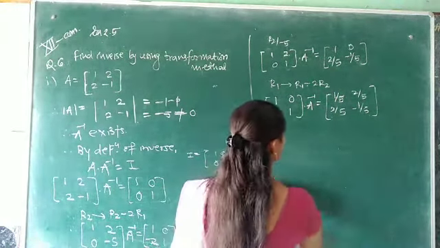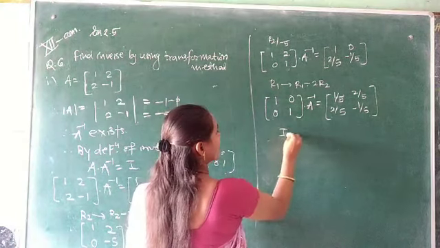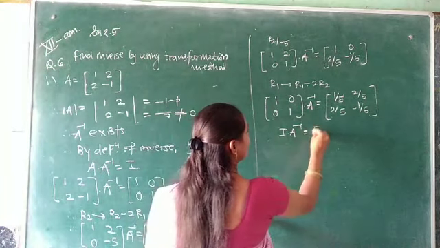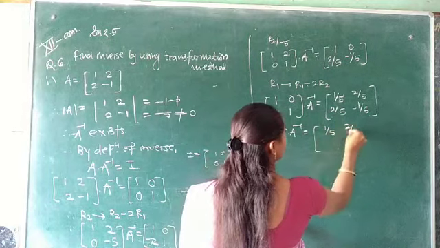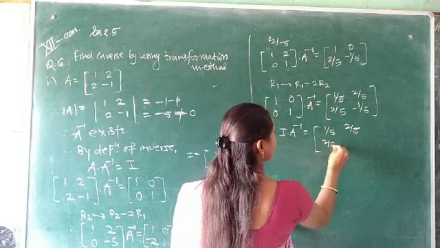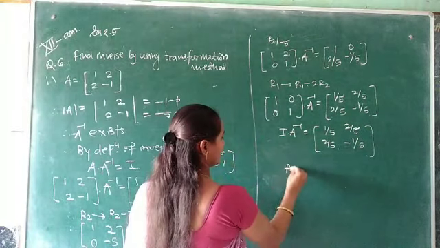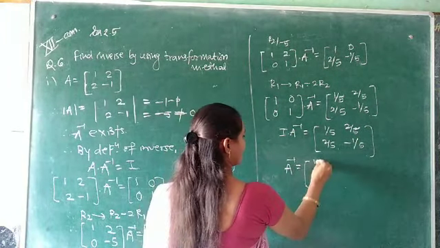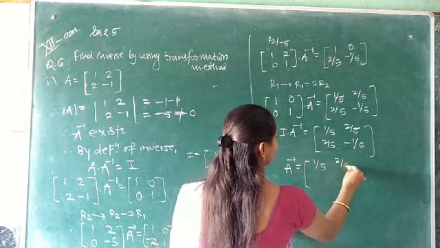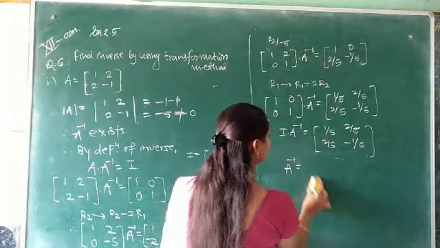This is I. Therefore, I into A inverse is equal to 1 by 5, 2 by 5, again here 2 by 5, it is minus 1 by 5. And I into A inverse is 1 upon 5, 2 upon 5. From this we will take 1 by 5 common.